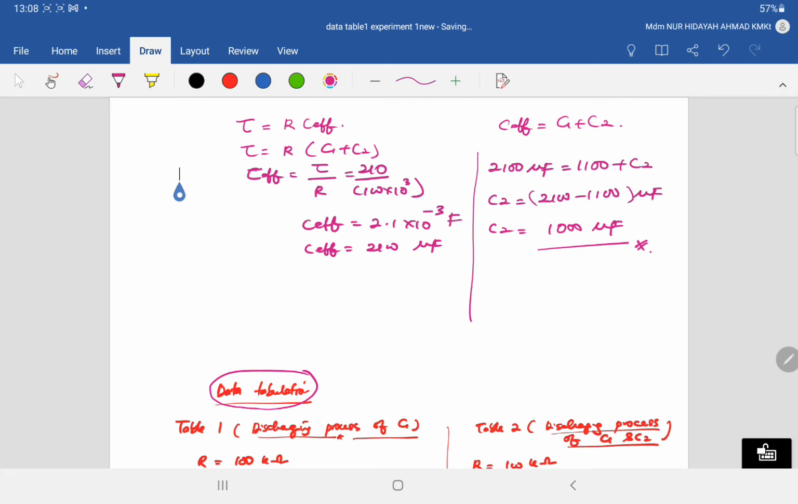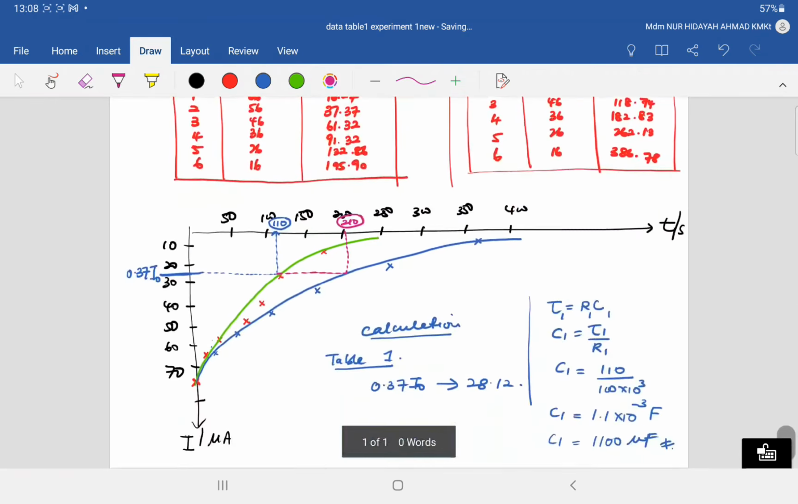Alright, so good luck for your calculation. For this question we don't have a straight line graph, we just have a graph like this. Make sure you do it on your own graph paper. I just sketched it to make your understanding easier. Okay, so that's all. Assalamualaikum, bye.